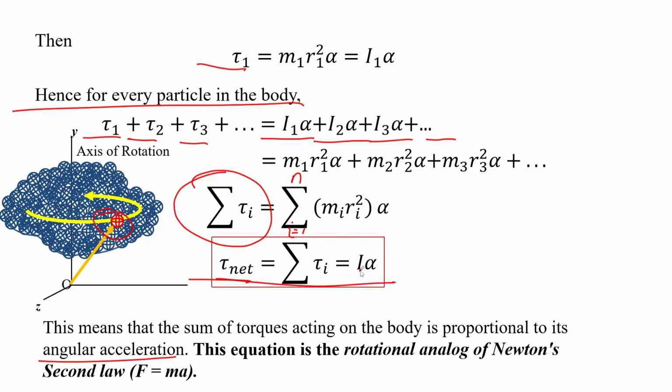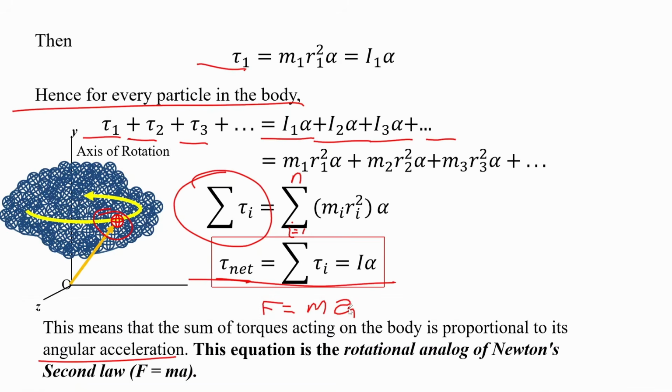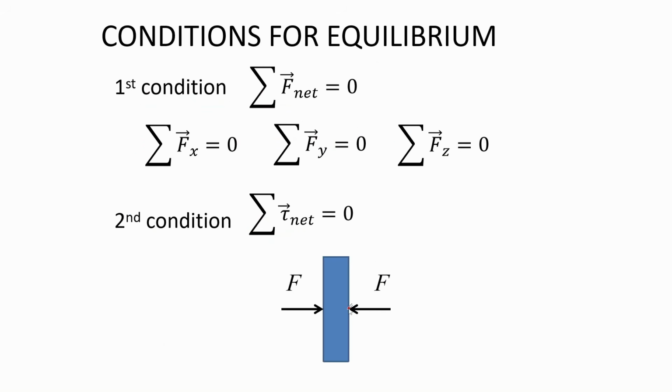Okay, so this equation is the rotational analog of Newton's second law, which we remember is force equals mass times acceleration. So it's just an analog of it. Of course, they have the same units. Remember, the torque is force times a distance. Okay, let's go. So the condition for equilibrium can be changed.